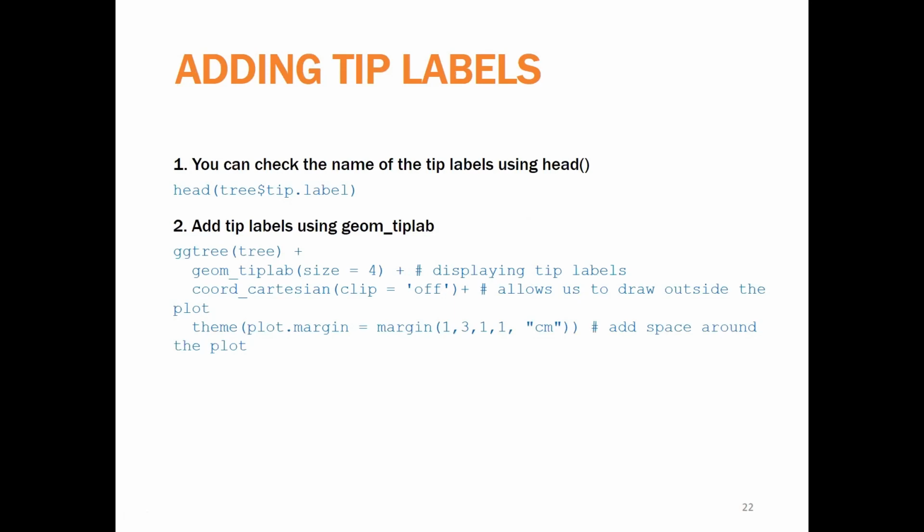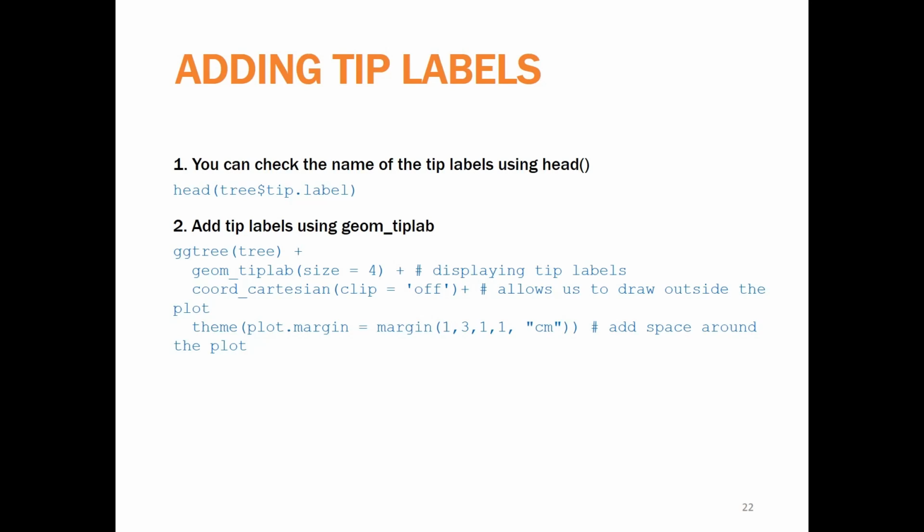So instead of just having the lines, you can add tip labels. You can check the name of your tip labels by running the code head. If you check head of the tree with the $tip.label, it should pull up what is showing as your tree tip labels. For us, it's the SRR numbers.